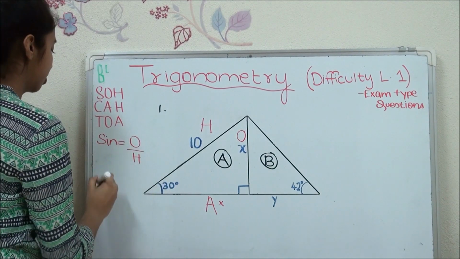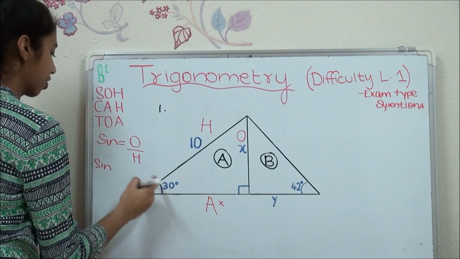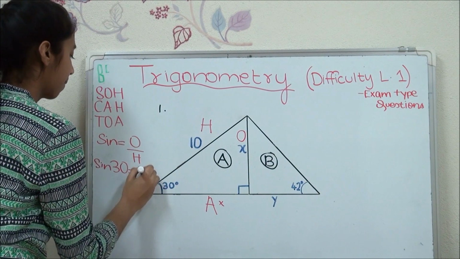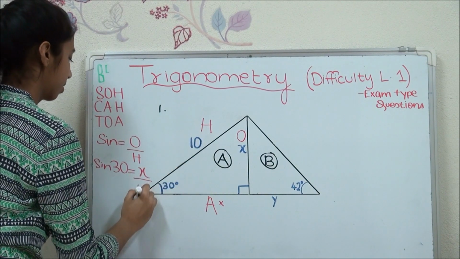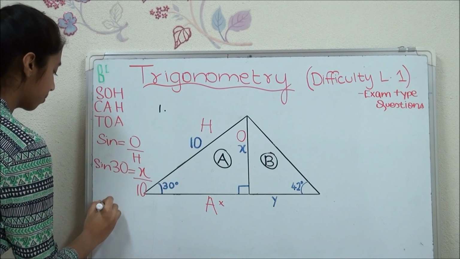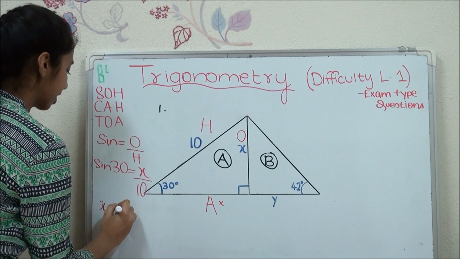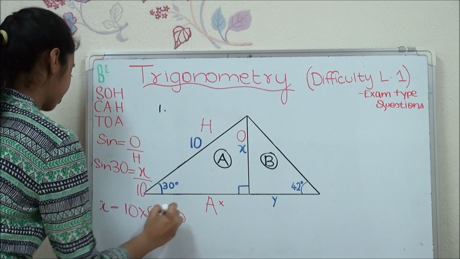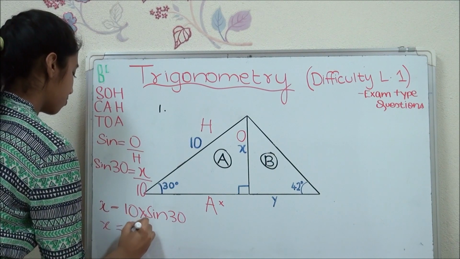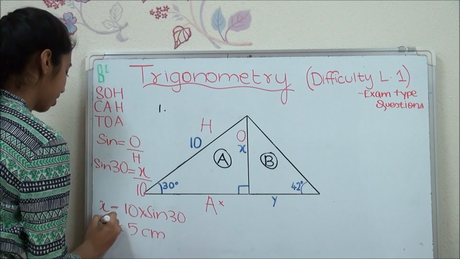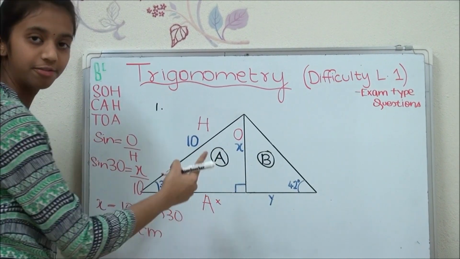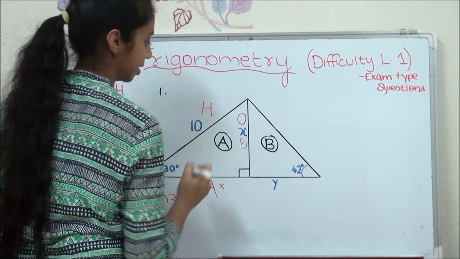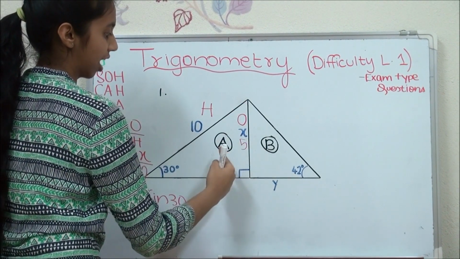Now we can start substituting them. Sine 30 equals opposite, which is x that we need to find, divided by 10. So if we calculate it this way, x equals 10 times sine 30. After you calculate it, what you would get is 5 centimeters will be the length of x. 5 centimeters. So now we can give the length here as 5 centimeters. The length will be the same for both the triangles.